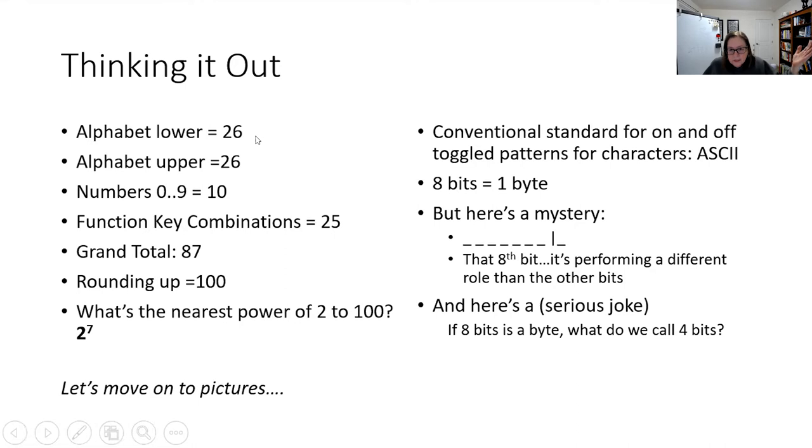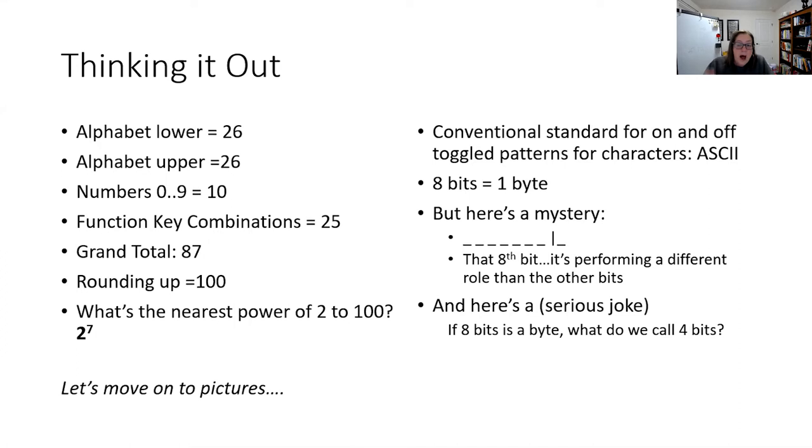The alphabet, 26 letters. But we all know that lowercase letters are treated differently than uppercase letters. And so I don't just need 26 bits or switches. I need 26 times two. We got numbers on the keyboard from 0 to 9. That adds an engineering requirement of another 10. You can have all kinds of combinations with the function keys. Let's just estimate that there's about 25 of them. So if we add 52, 10, 62, 25, what are we up to?